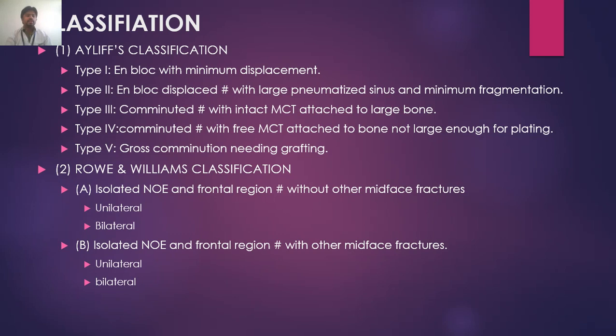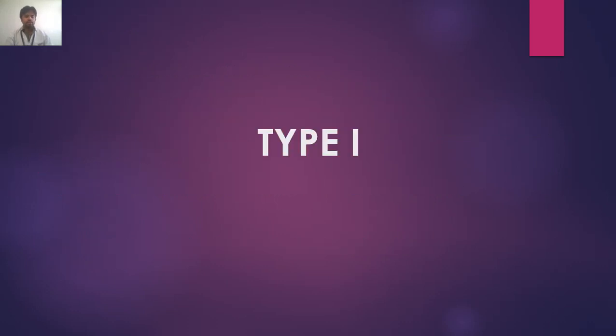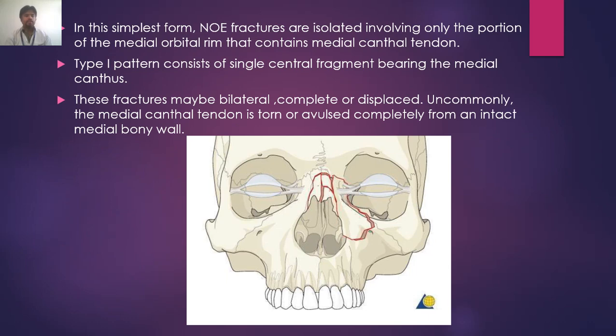The second classification, given by Rowe and Williams, can be: A, isolated NOE and frontal region fracture without other midfacial fractures, which can be unilateral or bilateral; and B, isolated NOE and frontal region fracture with other midface fractures, which can be unilateral and bilateral. Coming to type 1, in the simplest form, NOE fractures are isolated, involving only the portion of the medial orbital rim that contains the medial canthal tendon.